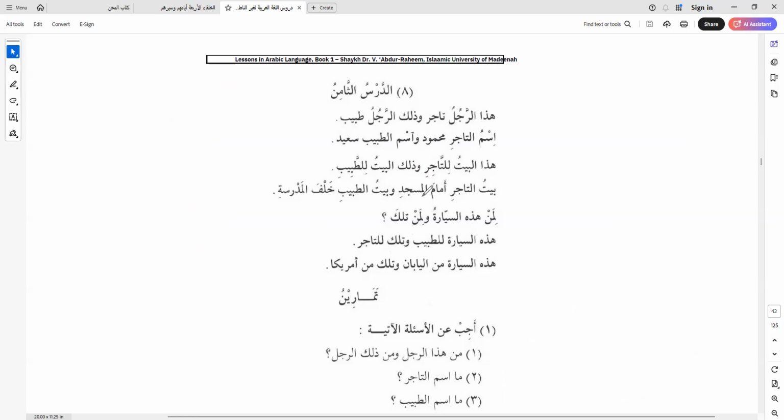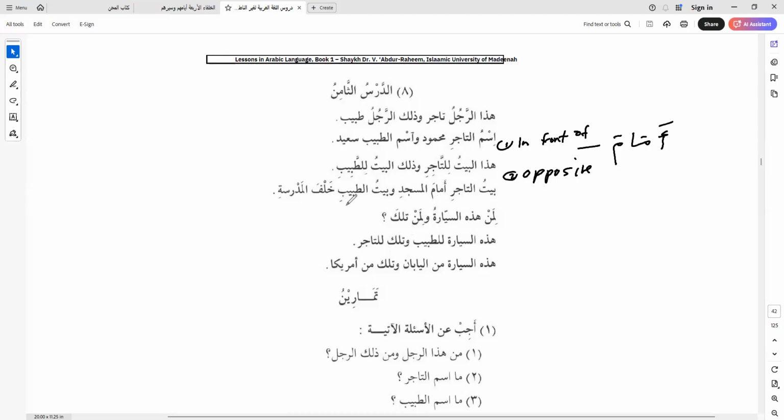بيت التاجر أمام المسجد. The house of the merchant is in front of the mosque. Amama. When we say amama, in front of. Or you can also say opposite, right? Opposite. So the house of the merchant is in front of the masjid.